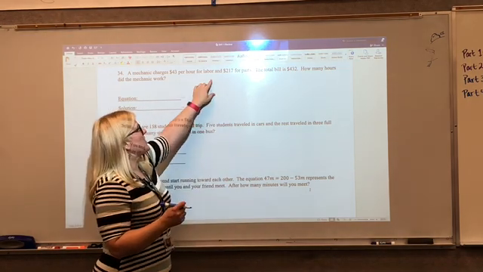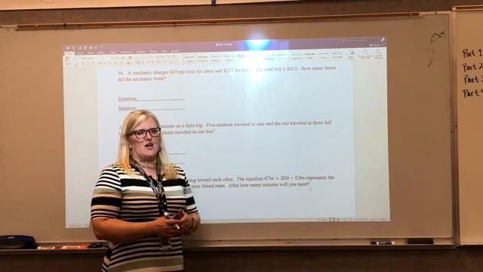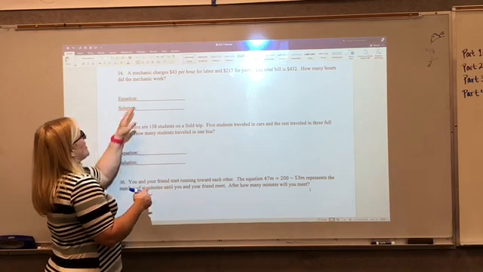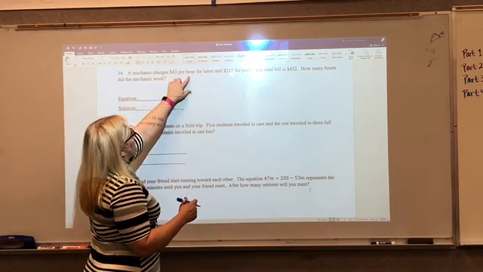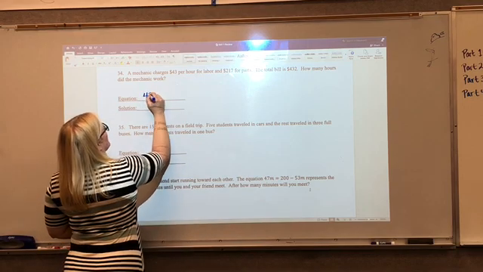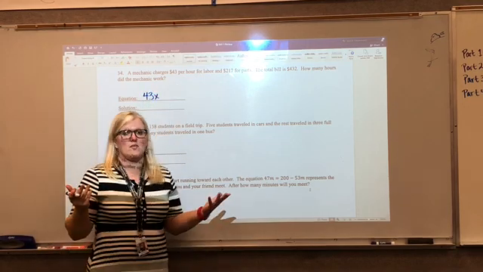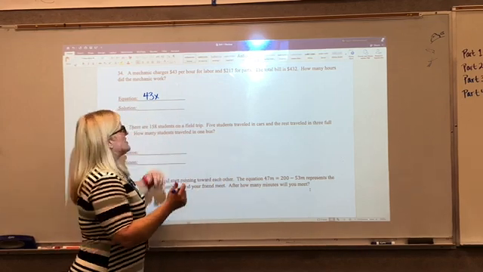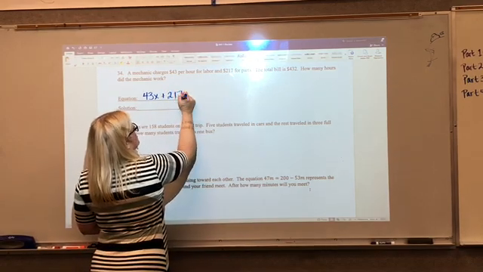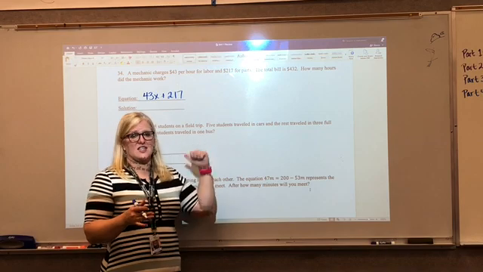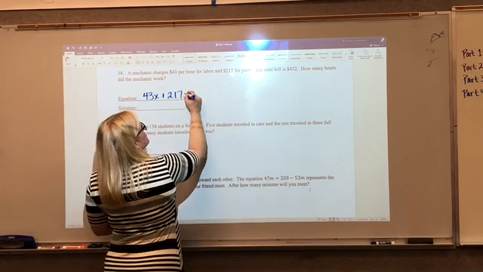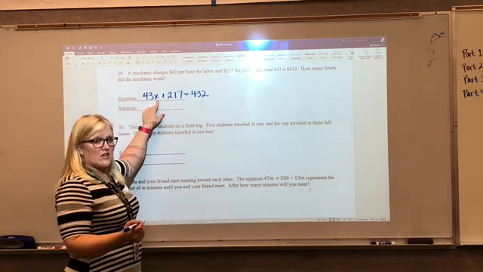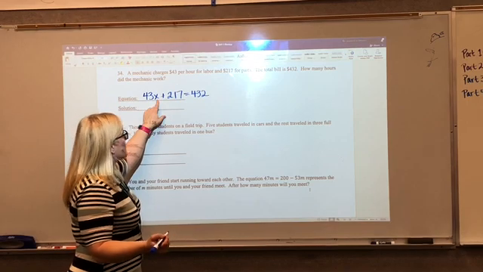Okay, and then they have something that's just kind of a one-time deal. So for example, here's going to be my equation. It's $43 per hour, so that's 43x, because I don't know how many hours they're working, but it's $43 per hour, and it's $217 for parts. That's a one-time deal, so that just gets added on. And it equals $432. So I'm going to figure out how many hours they worked on my car.